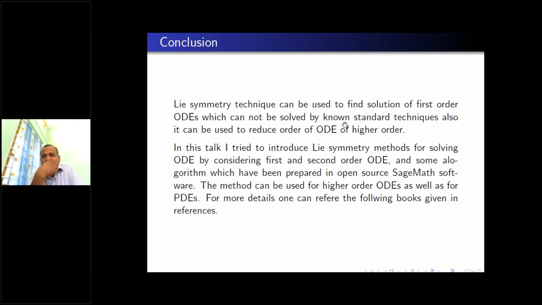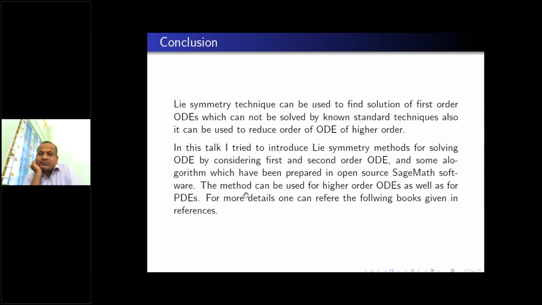So, conclusion: this symmetry technique can be used to find solutions of first order ODEs which cannot be solved by any standard technique. Also, it can be used to reduce the order of higher order ODEs. In this talk, I tried to introduce the symmetry method for solving ODEs by considering first and second order ODEs and some algorithms which have been prepared in the open source Sagemath software.